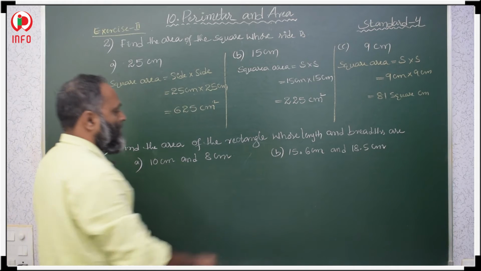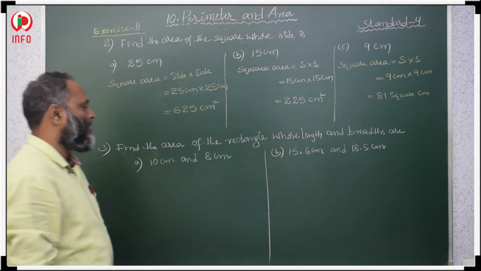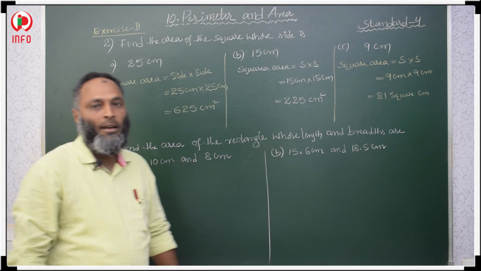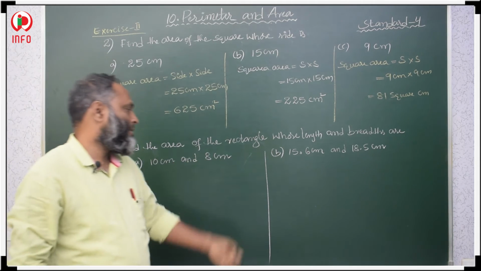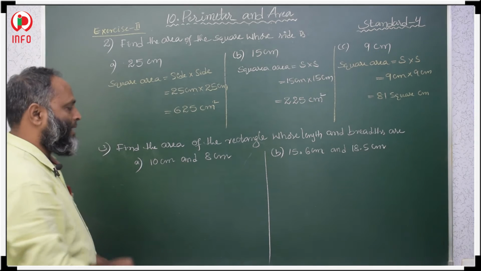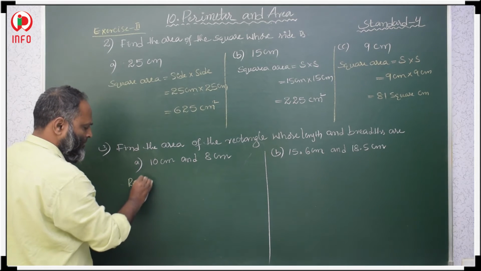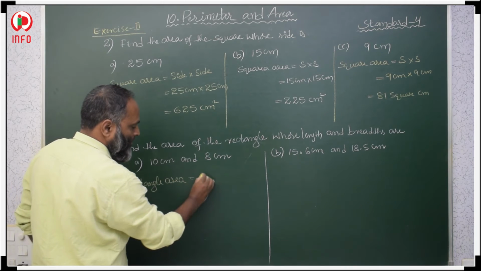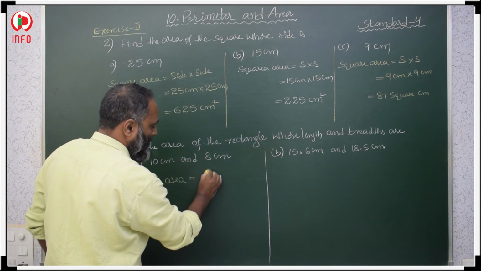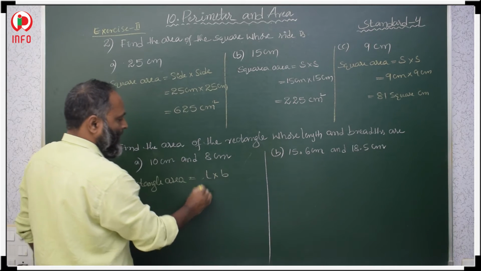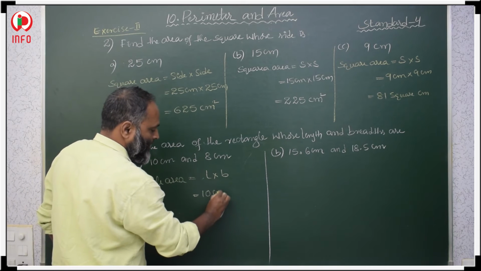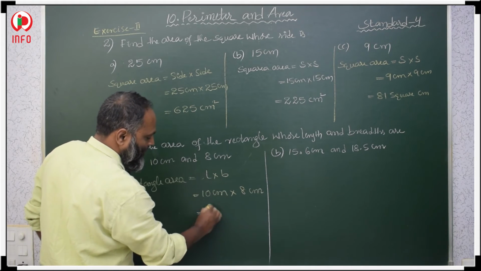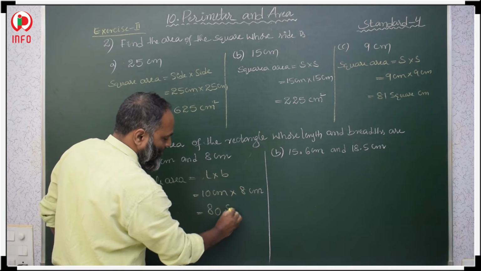In the third question, in the second exercise, find the area of a rectangle whose length and breadth are given. Length is 10 centimeters and breadth is 8 centimeters. Then rectangle area is equal to length into breadth. What is the length here? 10 centimeters. And what is the breadth here? 8 centimeters. 10 8s are 80 square centimeters.